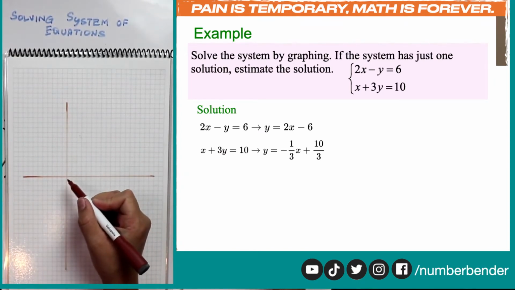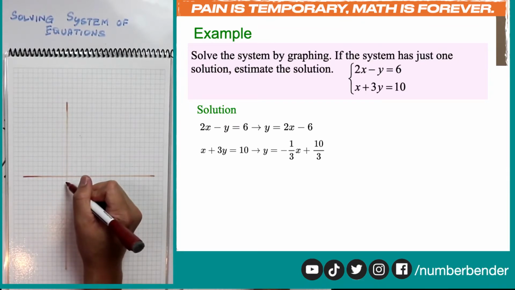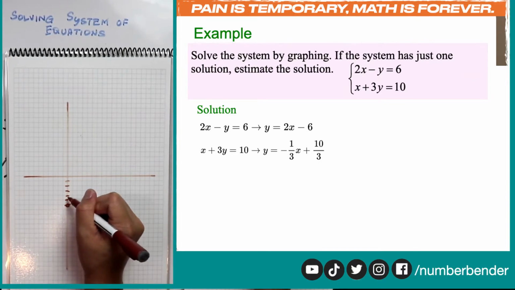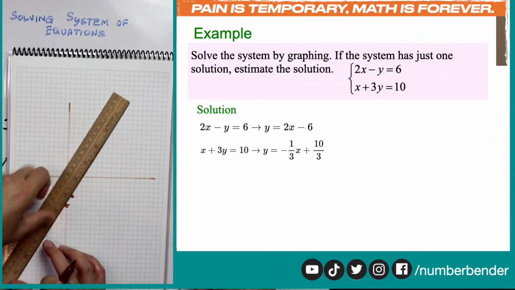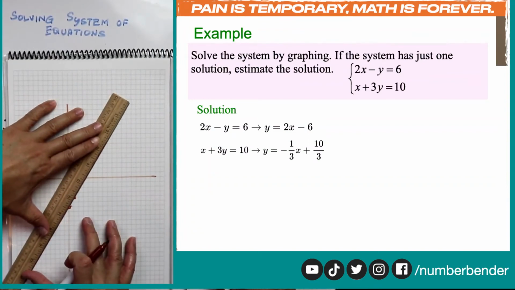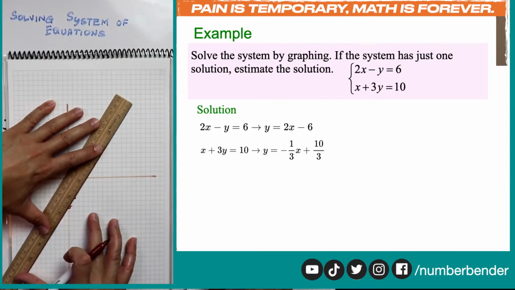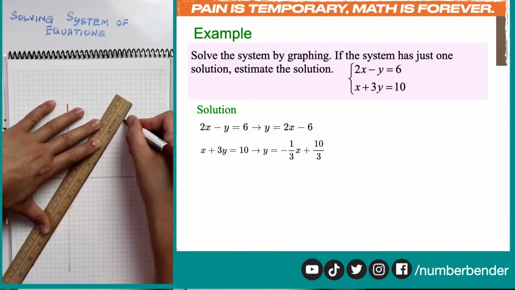So we have the first line at 2x minus 6. Minus 6 is down 6: 1, 2, 3, 4, 5, 6. So this is our first point. And the slope is positive 2 over 1, so up 2, 1, 2, and then 1 across. So this is now our estimated line using our grid, and let's see how well we're going to estimate our equation using our graphing method.